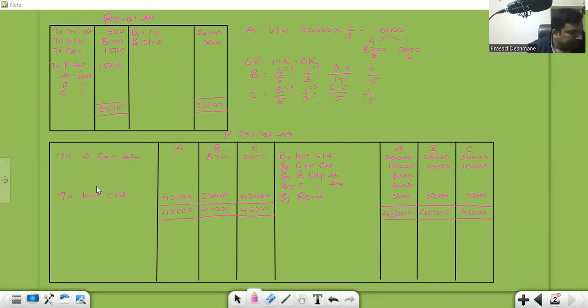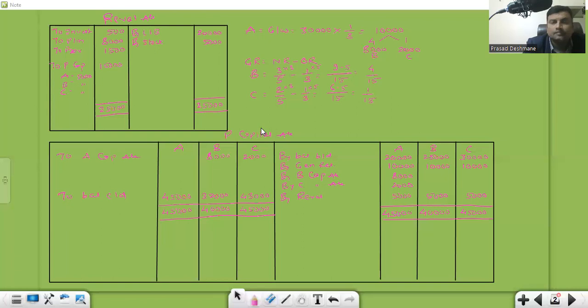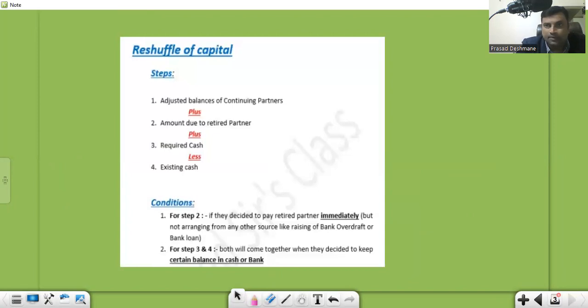Okay, now check the sum. What is the last adjustment? B and C have to adjust their capital, meaning reshuffle of capital. Now again, we need to check our terms and conditions, correct? So what are the terms and conditions? I'll bring that on the board. Okay, so now first we'll check the terms and conditions of the reshuffle of capital or adjustment of capital. Step 1, adjusted balance of continuing partners. Step 1 is compulsory when there's an adjustment of capital. Step 2, if they decided to pay the retired partner immediately, but not arranging from any other source like raising an overdraft or bank loan.